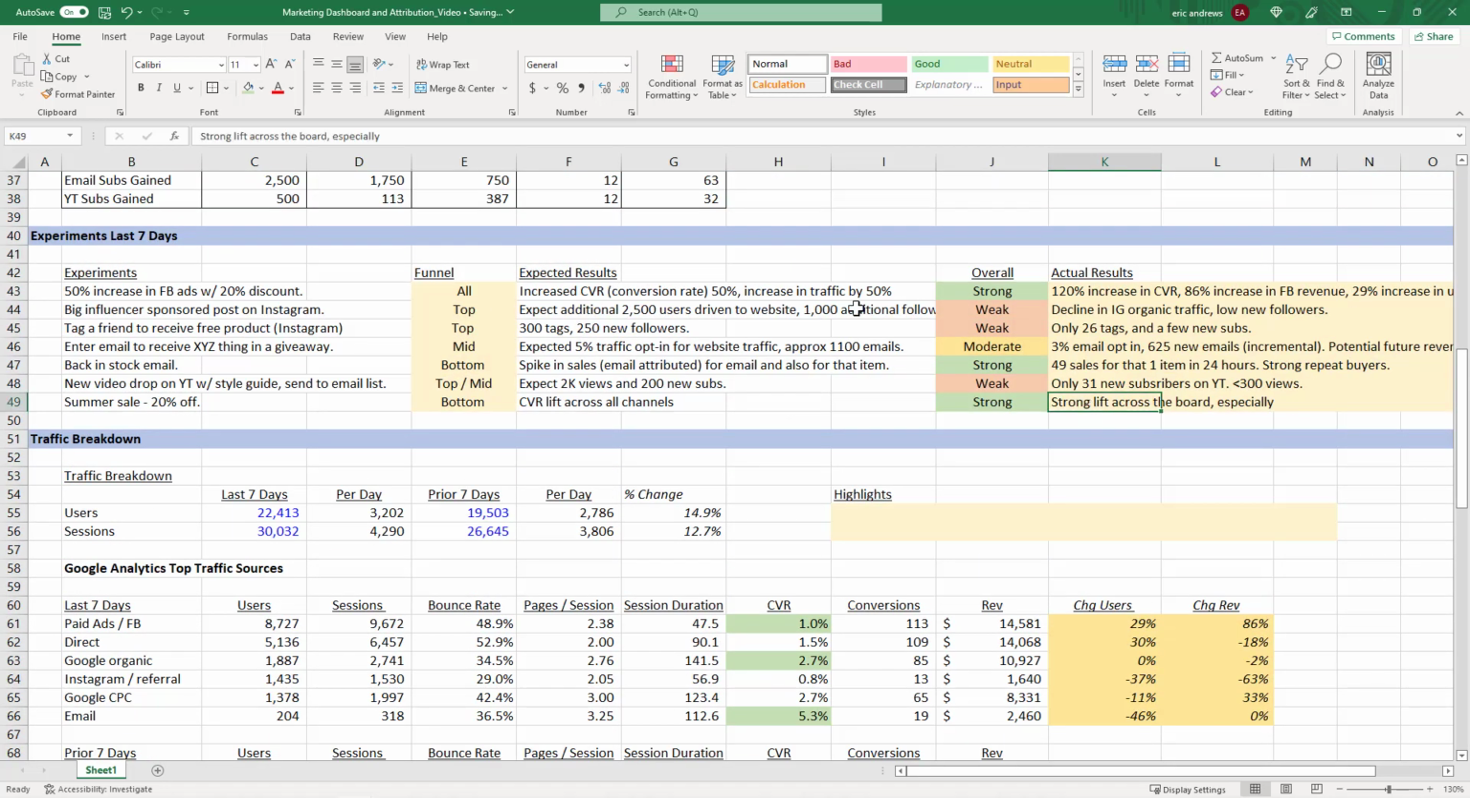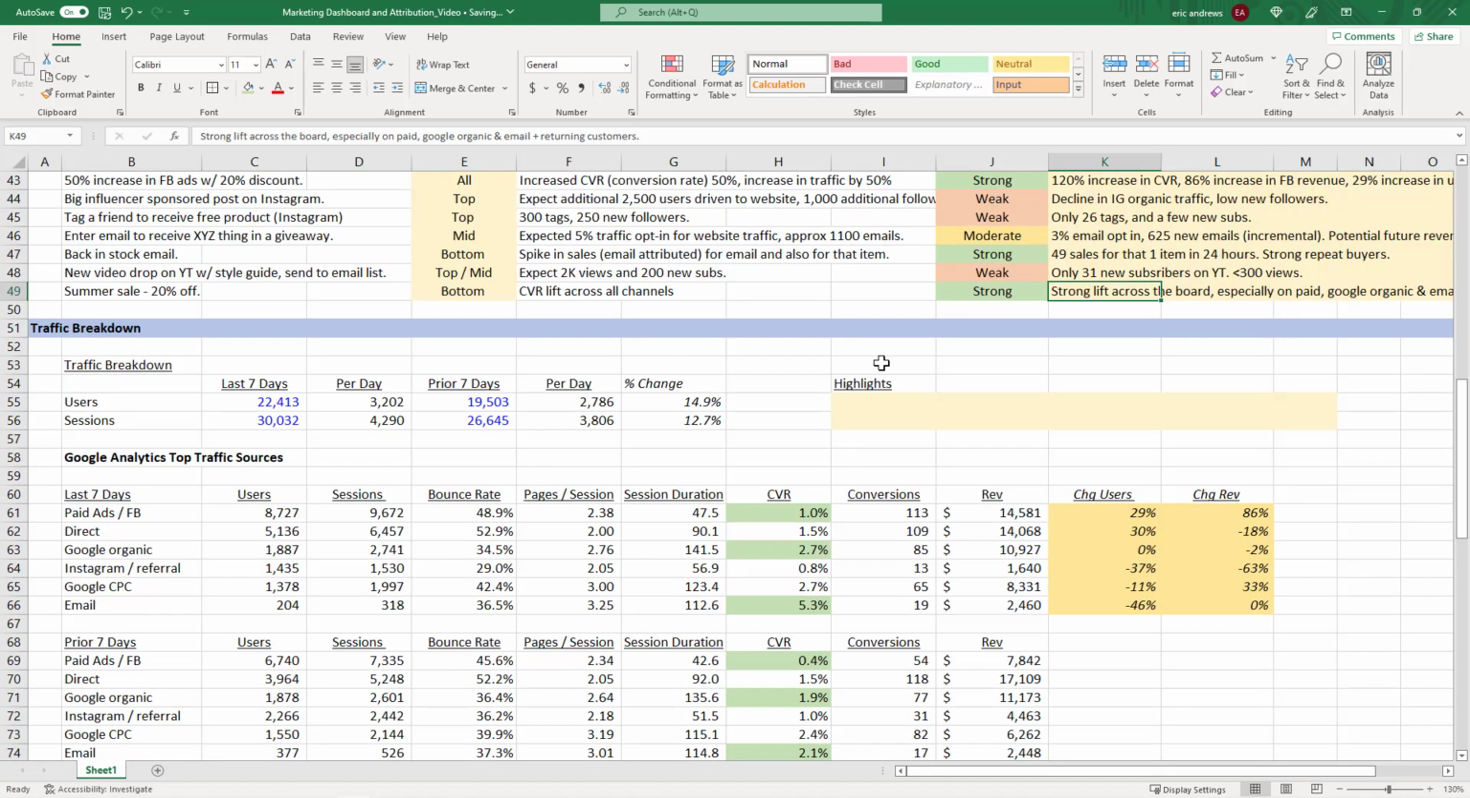So we saw a strong lift across the board, especially on paid, Google organic, and email, and also returning customers.